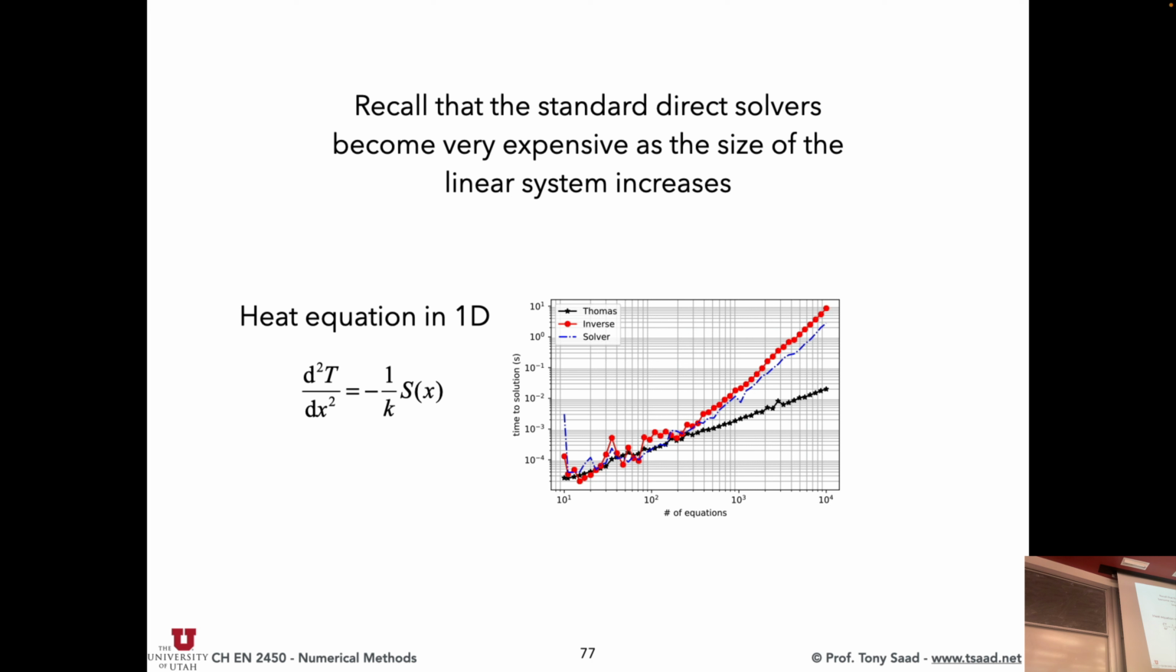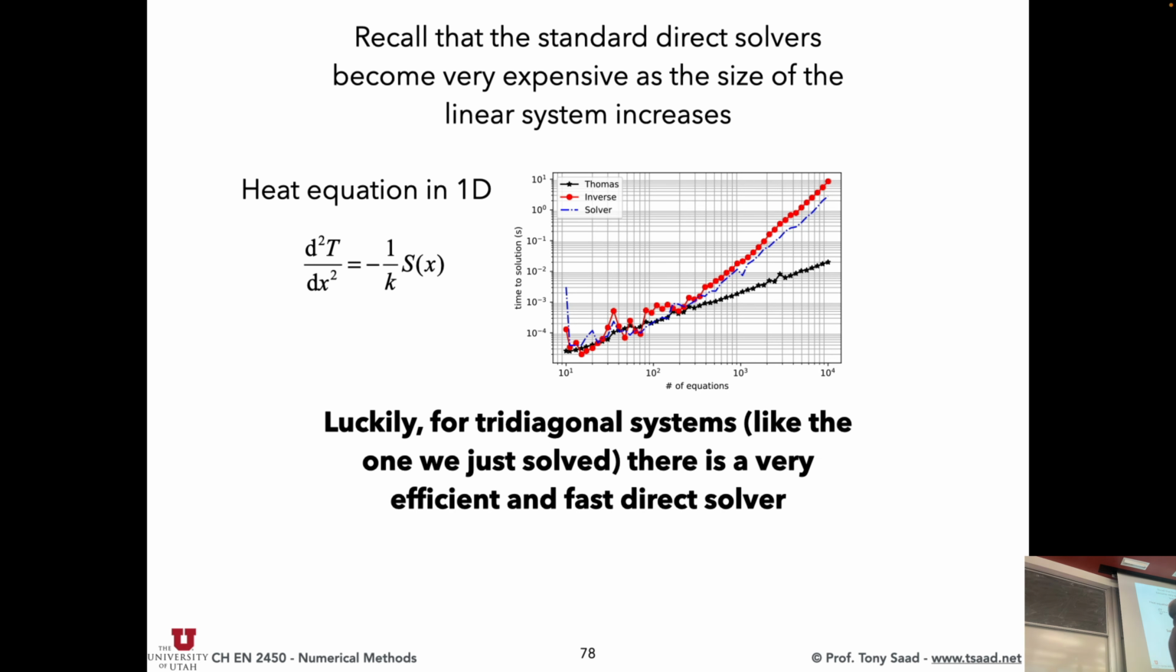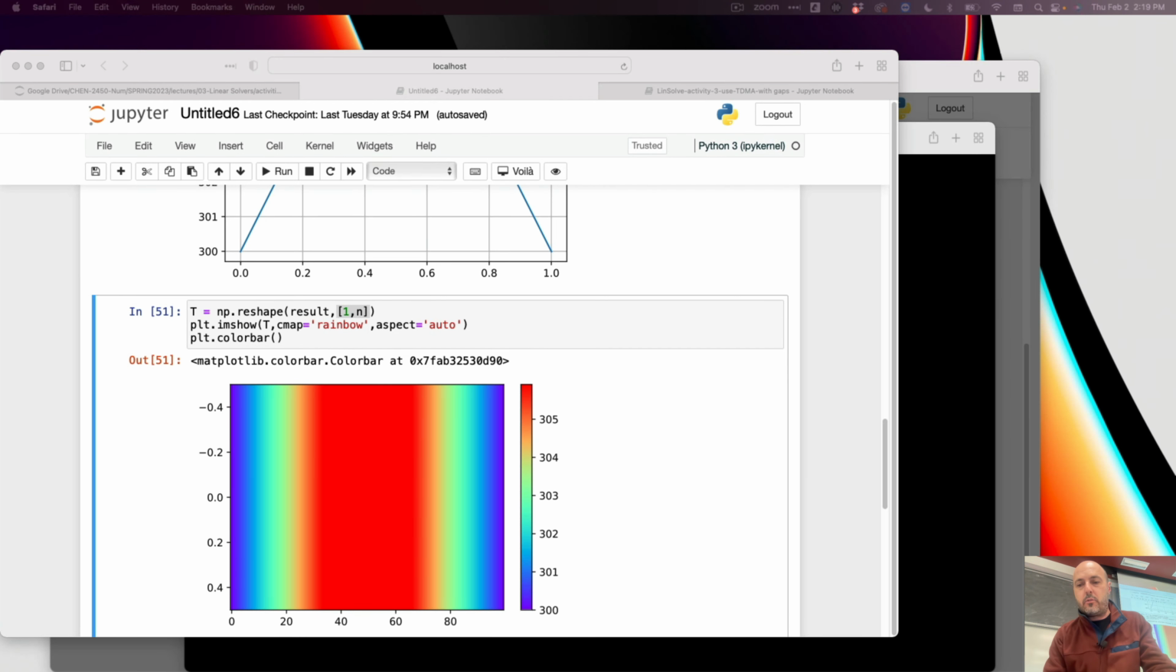And I promised you that I will show you a method that scales with this black line, a much cheaper method. The point is these direct solvers are very expensive, all right? Luckily, only for tridiagonal systems, where the matrix is all zeros except for the three main diagonals: main diagonal, first upper, and first lower. Luckily, there is a method that is very efficient and very fast, and it is a direct solver. Okay? It is a direct solver.